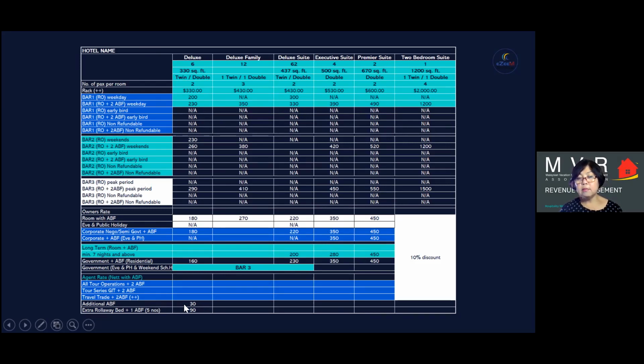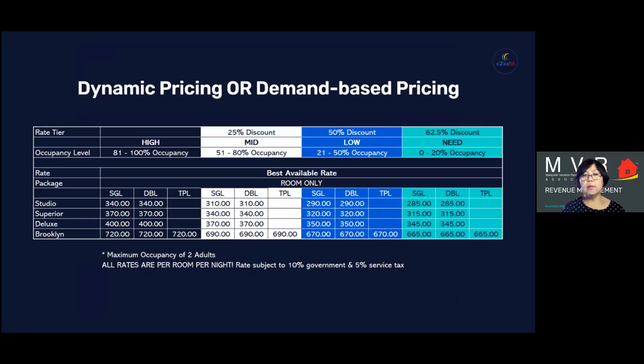Of course, extra breakfast and bed is here. So you can change these rates accordingly and blast it out to the front office, reservation, sales and GM. Everybody understands your rate structure in one go. You can do a dynamic pricing rate structure where you have need, low, mid, and high. So these are the rates that you are going to publish out.